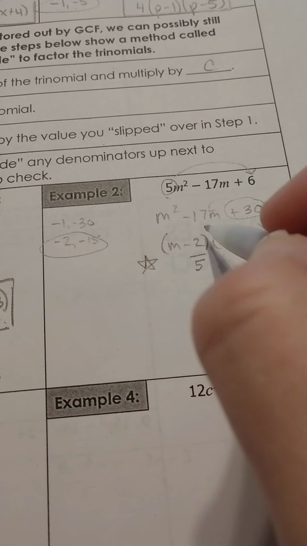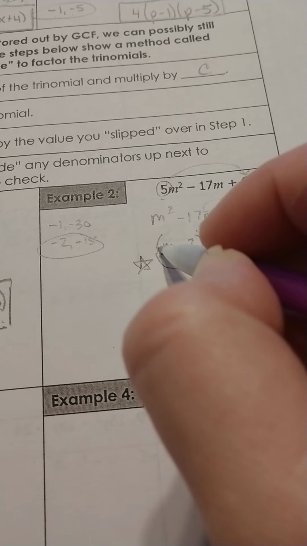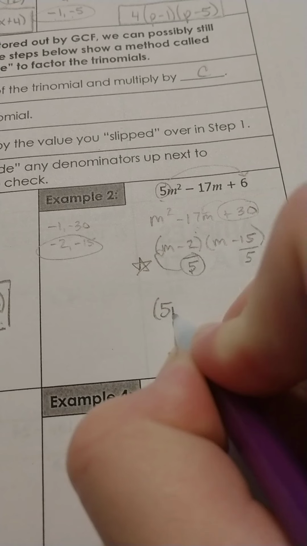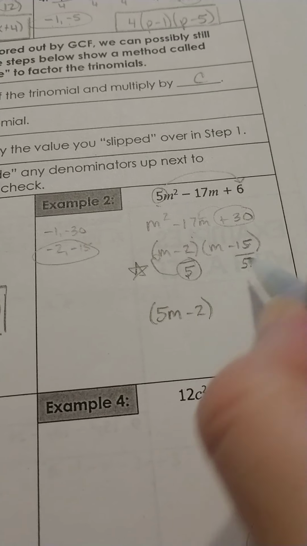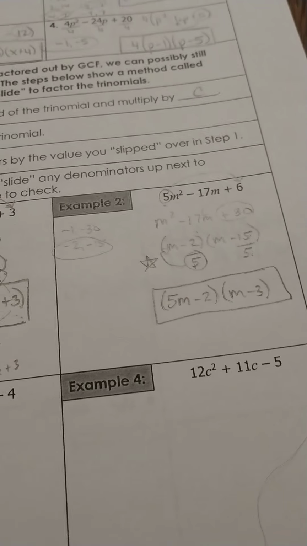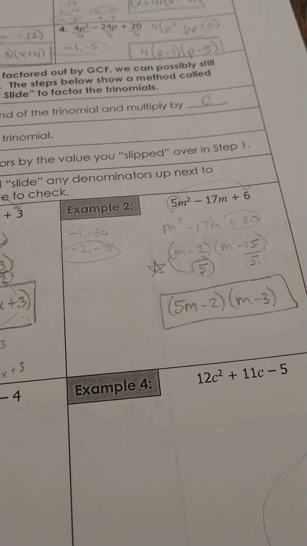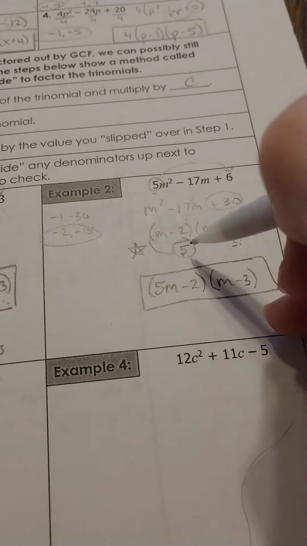So does 2 over 5, does that reduce? No. So grab your 5, drag it out front. So that gives you 5m minus 2. Does 15 over 5 reduce? Yeah, that's 3. So m minus 3. So again, these are not exactly easy, but they're not all that complicated. They do take some practice getting used to and remembering this division step.